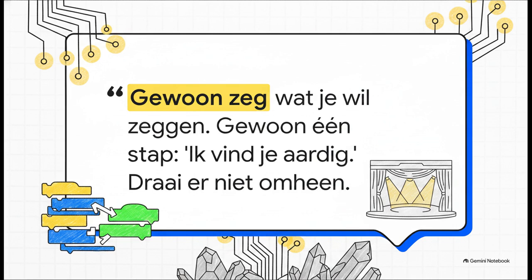There's a great Dutch quote from the source material that sums this up perfectly. Gewoon zeg wat je wil zeggen. Gewoon één stap. Ik vind je aardig. Draai niet omheen. Essentially, just say what you want to say. Just one step. I like you. Don't beat around the bush. Dropping the cryptic games and stepping onto the stage is just letting those clean, unflattened CS50 scratch blocks snap together in production. It is pure compiled logic executing a macro handshake.